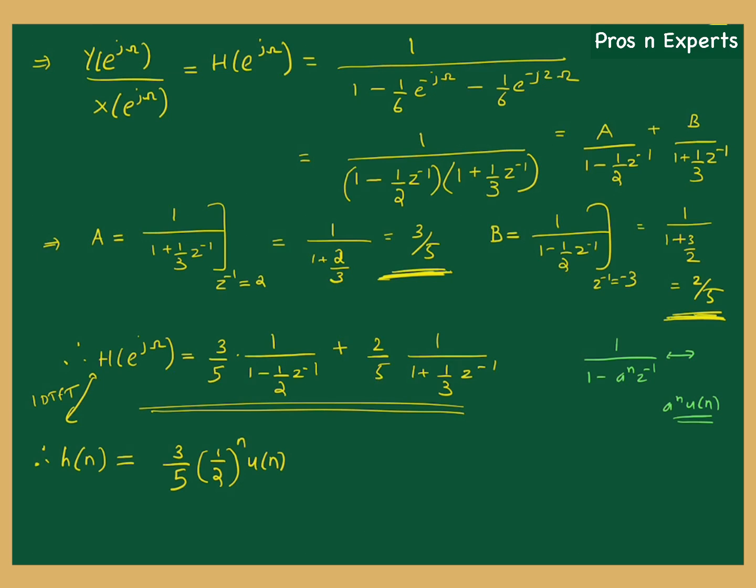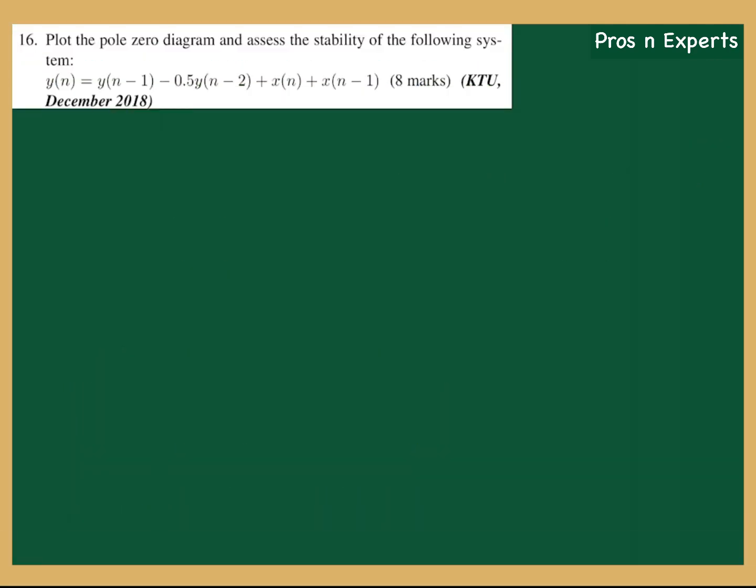So this is 3 by 5 into half raised to n u of n plus similarly 2 by 5 into, what is the inverse transform of 1 by 1 plus 1 by 3 z inverse? It is minus 1 by 3 to the power n u of n. Okay, so this is the impulse response and final answer to the question. Okay, we shall try the next problem.